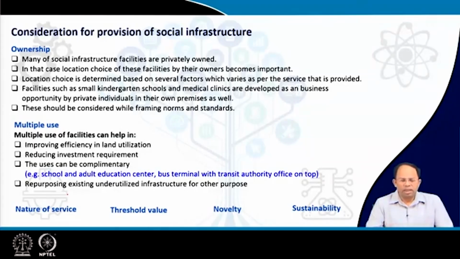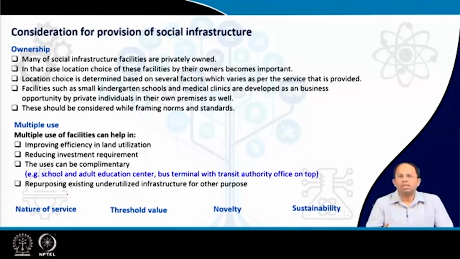In that case, location choice of these facilities is made by the owners. So I can have some land use provision in my plan that these are the locations which are suitable for this kind of facilities. The owner may choose to buy a plot in those areas, or he may also choose to buy a plot in some other area as well, right?